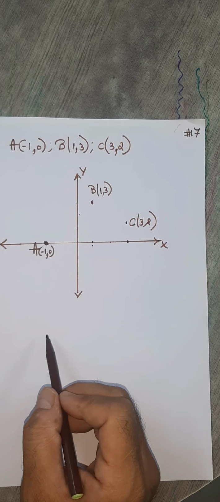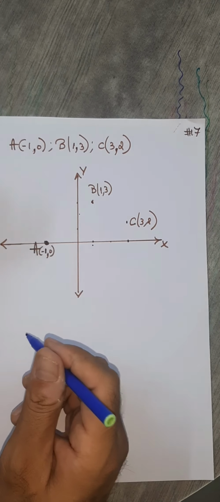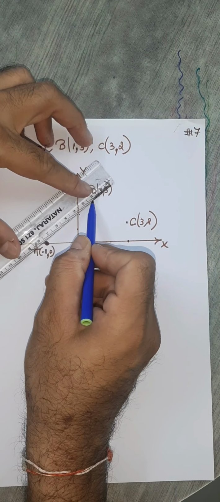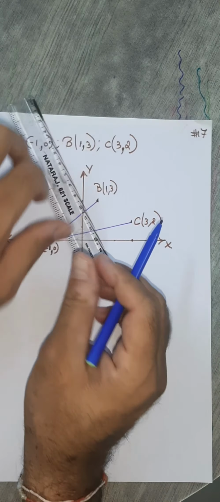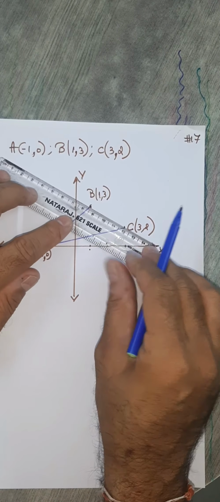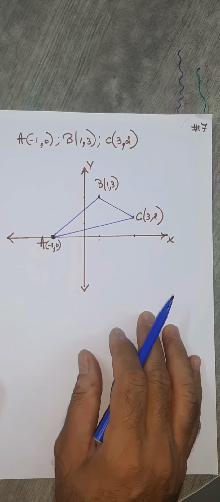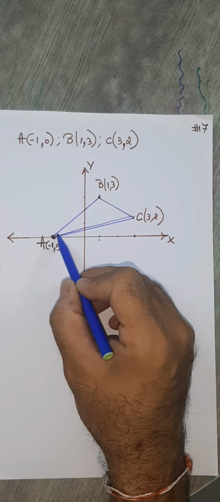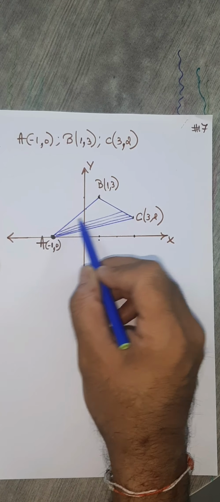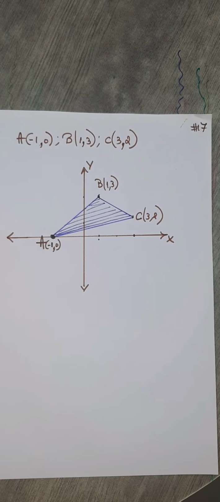Fine. Now I'll join these points. If I join the points, we'll get a triangle like this. Okay, so we want the area of this region. We want this much. Area of this triangular region, area of this triangle with the help of integration.